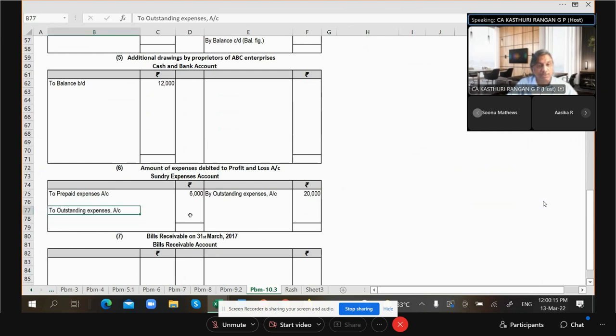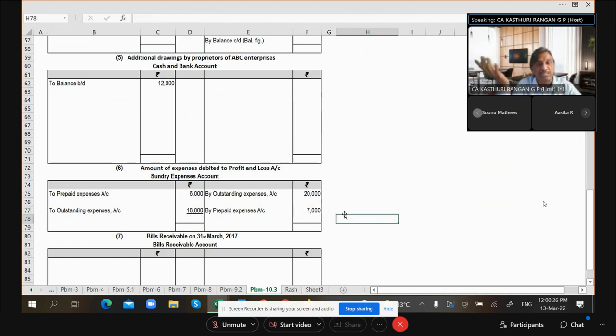To outstanding expense account, how much? 18,000 closing balance. By prepaid expense, closing balance 7,000. See, prepaid expense of last year is transferred to expense of this year. So we are debiting the expense account. Expense account debit to prepaid expense.